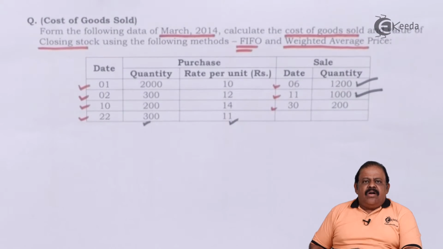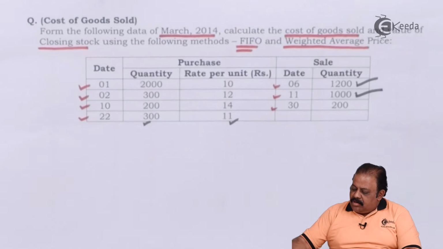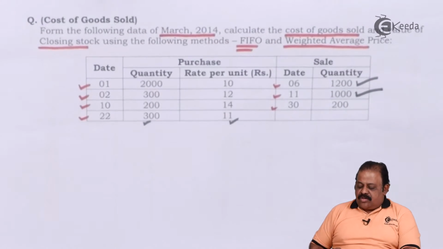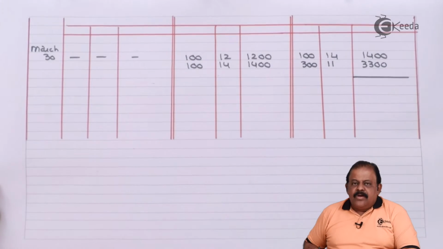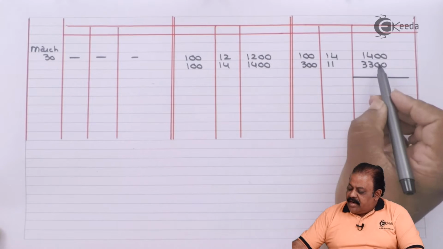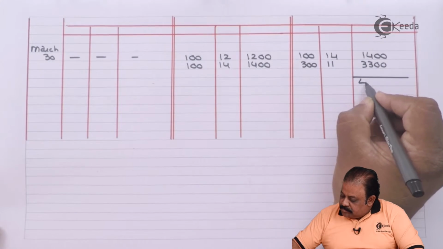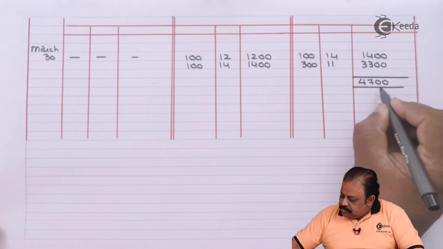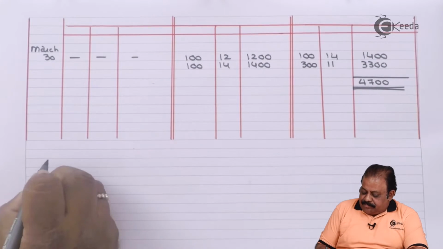So we have recorded all transactions as per FIFO method. We are required to calculate here cost of goods sold and value of closing stock. To get value of closing stock, we are required to add these two values. It is 4,700.